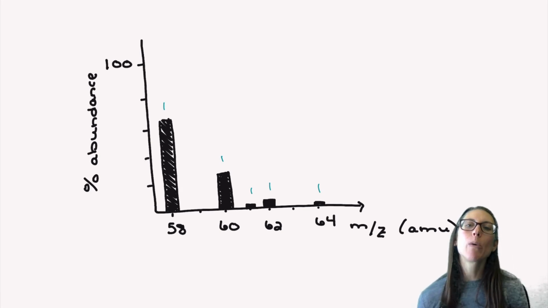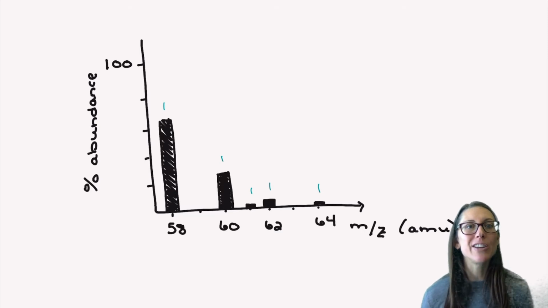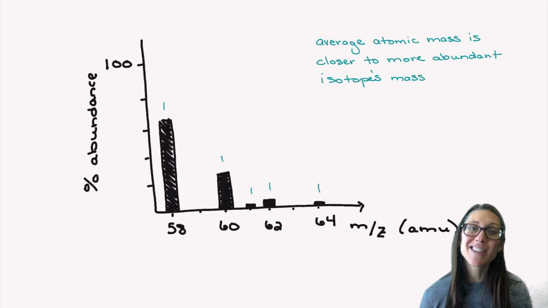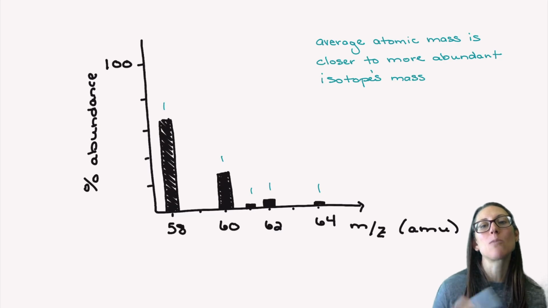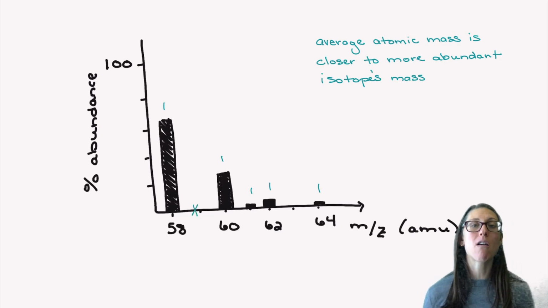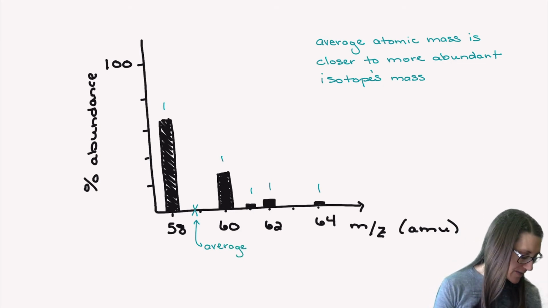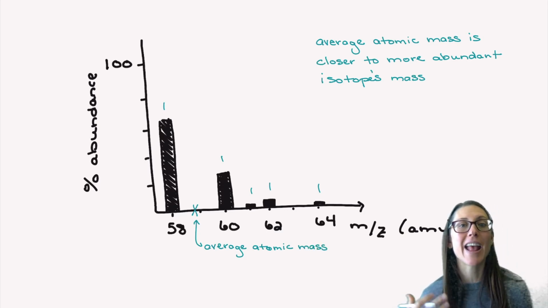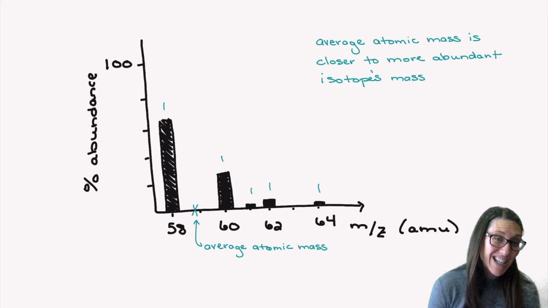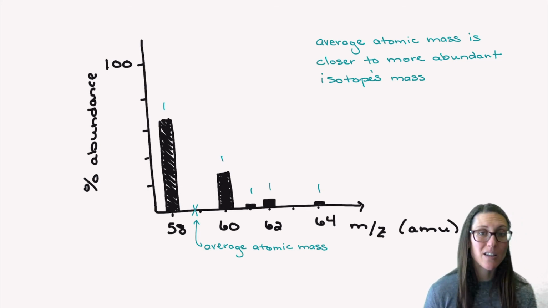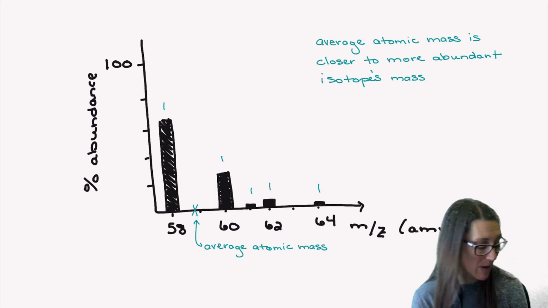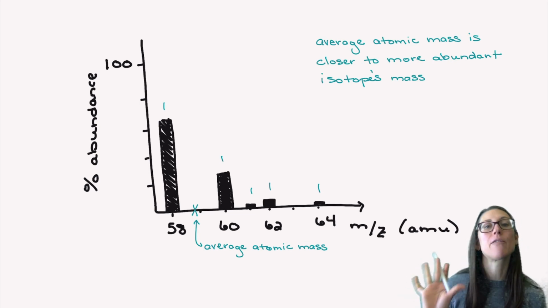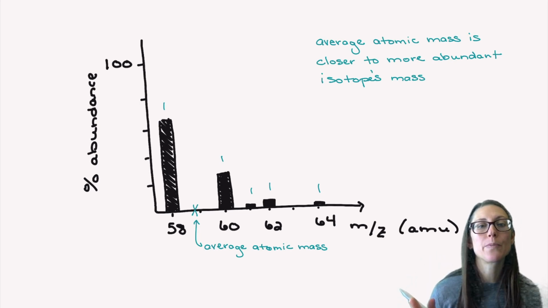If we think about where we would expect the average mass to fall, it should be closer to 58 than to 64, because there is substantially more of the lower mass isotopes than there are of the higher mass isotopes. Maybe, 59-ish. If we look at the periodic table, we see that nickel has an average atomic mass of 58.69 AMUs. And so that's going to be pretty close to what this is. Oh, and yeah, that is this element. This is nickel with its 5 common isotopes.